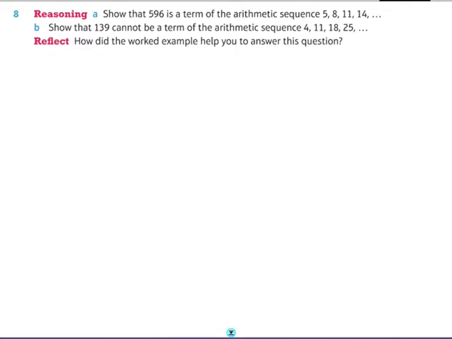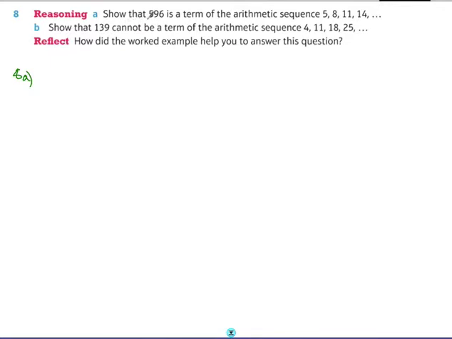Question 8. This is one of the examples I'm going to do. Show that 596 is a term of the arithmetic sequence 5, 8, 11, 14, and so on. And part B, show that 139 cannot be a term of the arithmetic sequence 4, 11, 18, 25. Okay, so let's start with question 8a first.